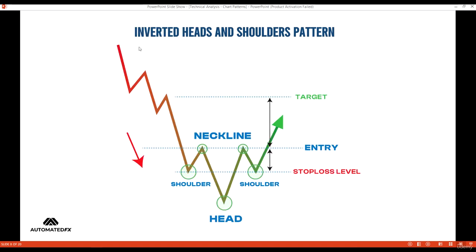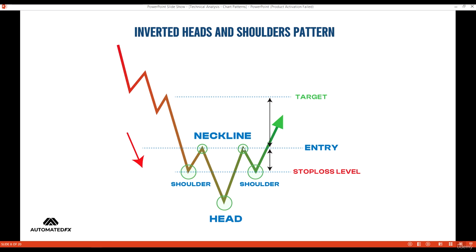Now the inverted head and shoulders will play out in an opposite manner to the head and shoulders. So the market is going down, creating lower lows and lower highs in a downtrend manner. It came here, hit this support level, created a shoulder, and came here, hit this resistance level, created the neckline, and broke the support level, then came and created the head here, then broke this level and made another point here, which qualifies this as the neckline.